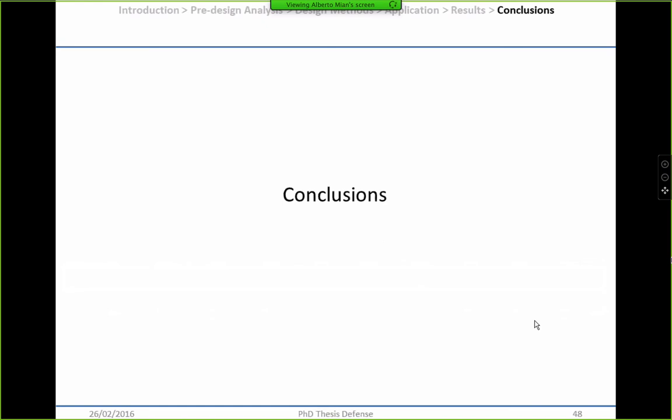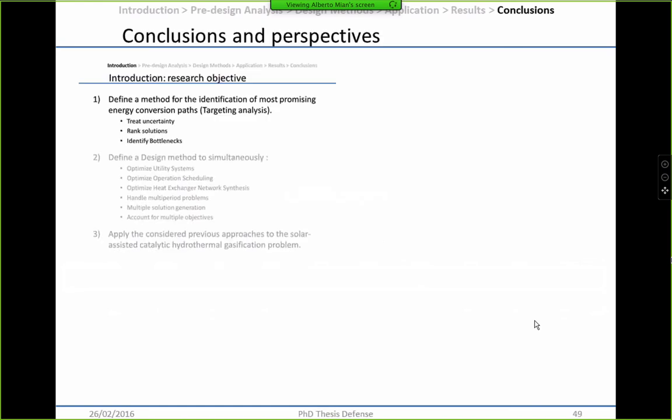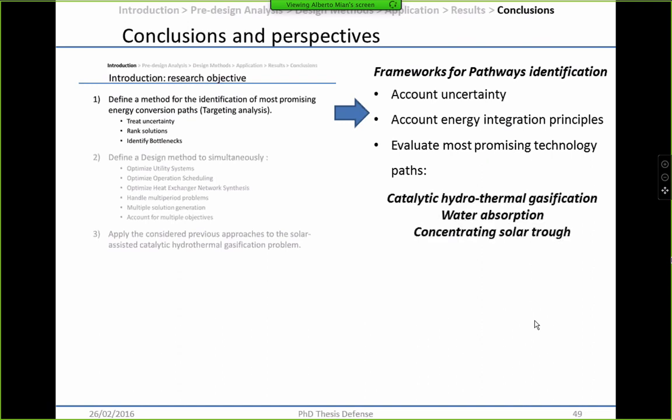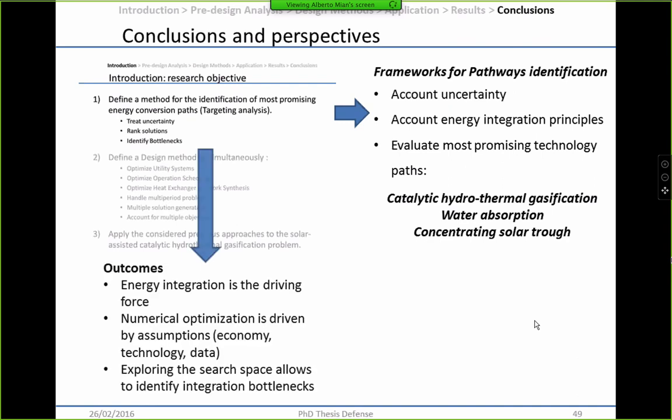Coming to the conclusion. So in my thesis, we have defined this method that allows us to identify energy conversion paths. It allows us to account for uncertainty of linear and non-linear parameters. We can use it to account for energy integration principles and investigate what are the most promising technologies. Out of this, the application of this method to the catalytic hydrothermal gasification with solar utilities, including the superstructure, it was possible to see that catalytic hydrothermal with water absorption and concentrating solar trough is a promising energy conversion path.